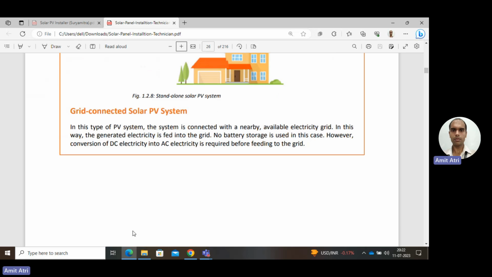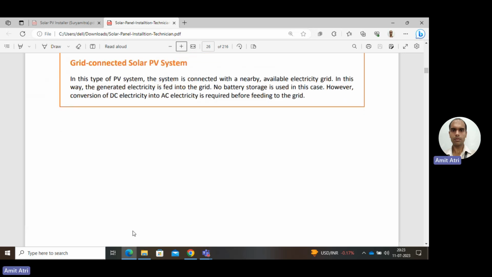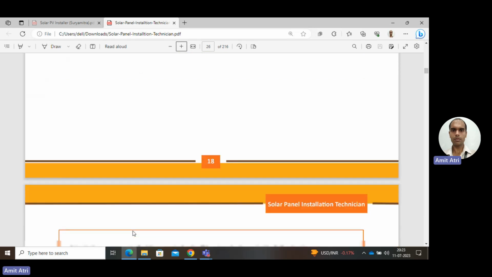Next one is the grid connected solar PV system. This type of solar PV system is connected to the grid, meaning it can receive power from the grid as well, or it can supply power back to the grid as well. In this case of a grid connected solar PV system, we do not need a battery.